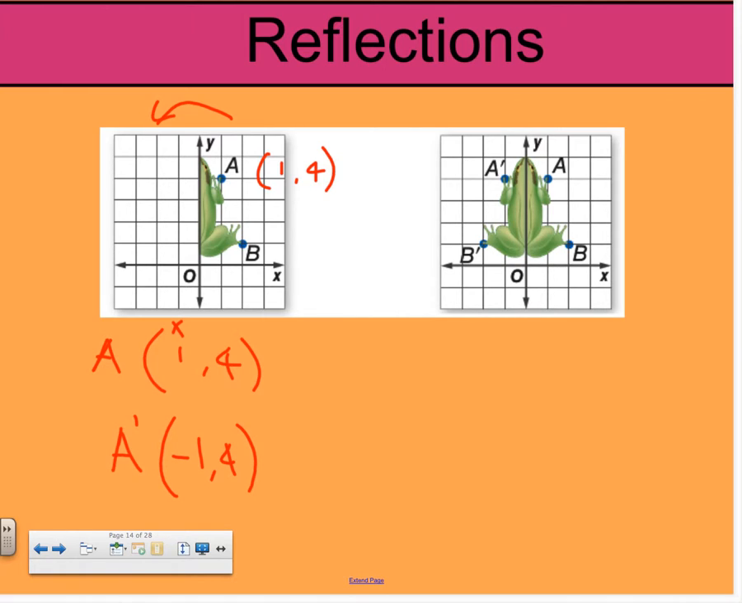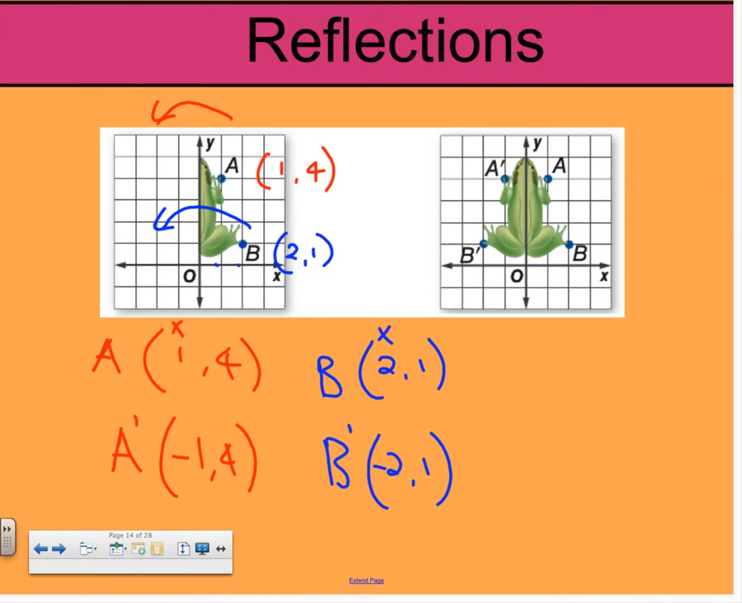And the same for B. Let's look at B. The B coordinate is 2, 1. So if B is 2, 1, then B prime, which is being once again flipped over the y-axis, I need to change the x-coordinate to the opposite, and that is going to be -2, 1.